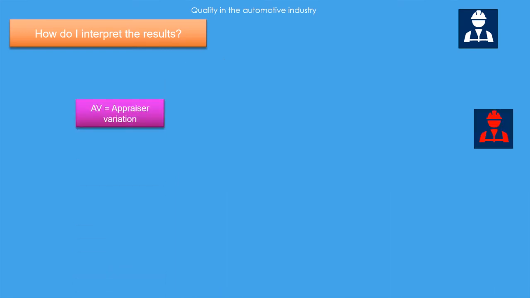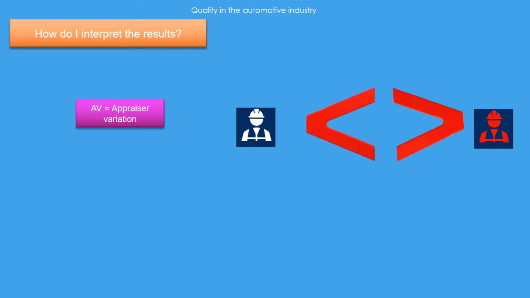The AV is the indicator of reproducibility. If its value is high, I need to ask why and verify that all appraisers have been trained in the same way and they follow the same measuring method. Perhaps the alignment has a problem, or the fixtures are not okay, and so on. If the repeatability is good, I should train the appraisers and repeat the study.